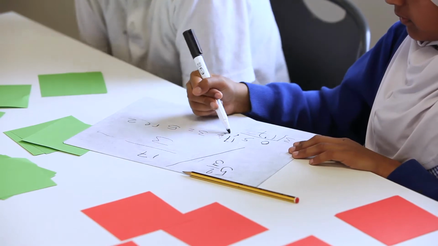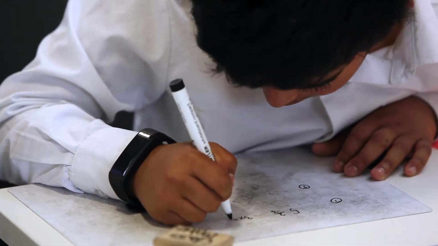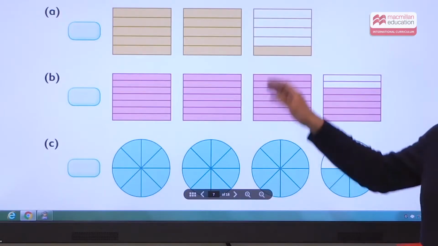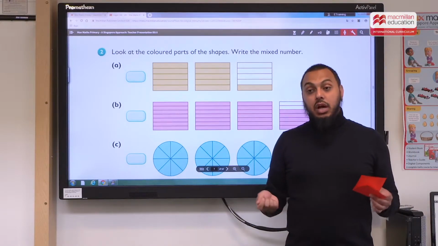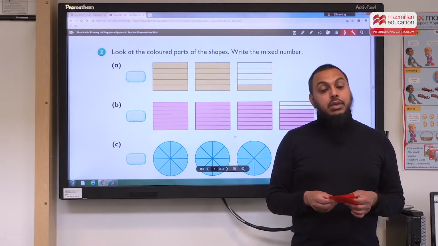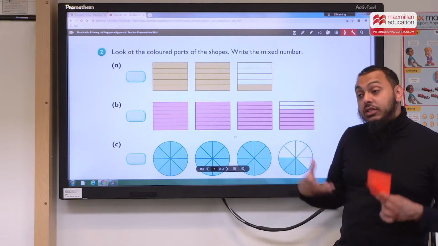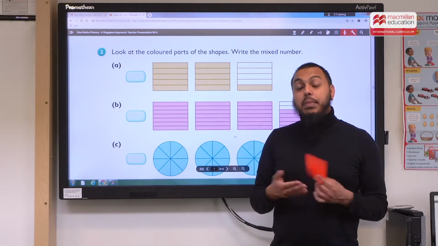I would quickly assess them using the mini whiteboards, and then I can allow them to pair assess each other by using this question here. A, B, C, D, 4 questions, and they can assess each other or assess themselves. If you want to look at self-assessment, you can ask them for the answers. One thing that teachers tend to do is give the answers and let them mark themselves. This is a big mistake.